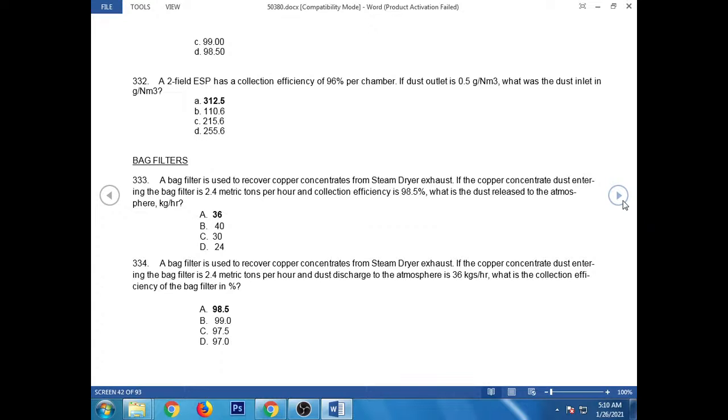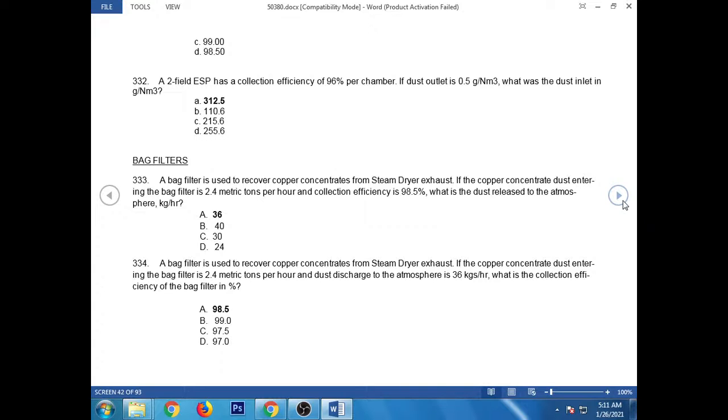Answer: 36. A bag filter is used to recover copper concentrates from steam dryer exhaust. If the copper concentrate dust entering the bag filter is 2.4 metric tons per hour and the dust discharged to transfer is 36 kg per hour, what is the collection efficiency of the bag filter in percent?